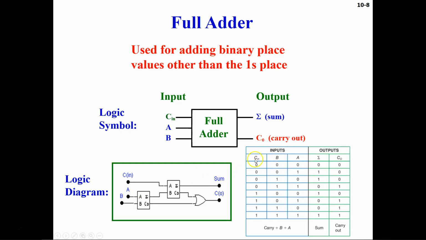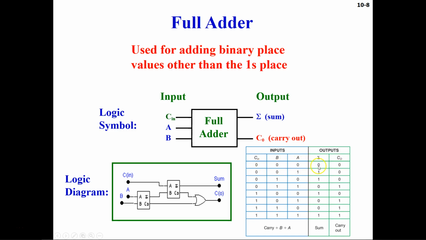These are the inputs. C in is the carry in, and B and A are the other inputs, and these 3 together make up these 8 combinations. So you have all these zeros, 4 zeros, 4 ones, and then 2 zeros, 2 ones, and then 0 1, and so on. Now if you add them up, you will have some sum and then some carry.